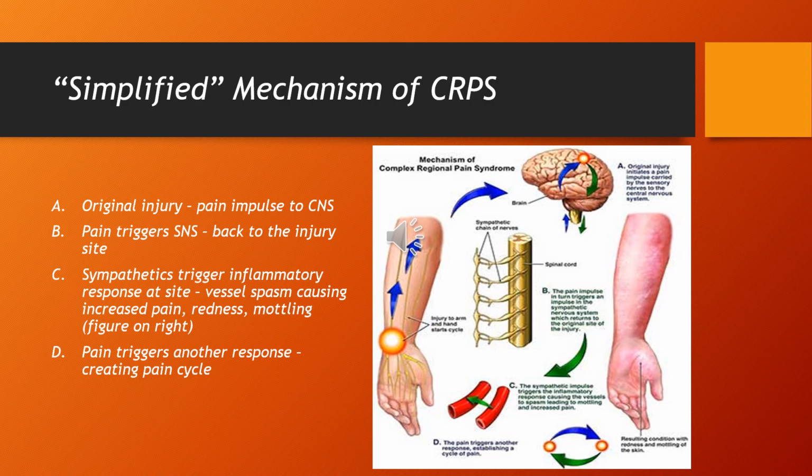So this sympathetic impulse then will trigger an inflammatory response, causing the vessels to spasm, leading to mottling and increased pain, as you see in the diagram on the right. And finally, the pain triggers another response, establishing a cycle of pain. And this is the vicious cycle of CRPS.